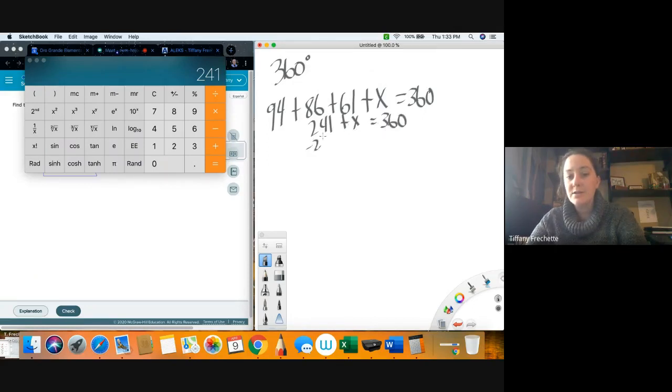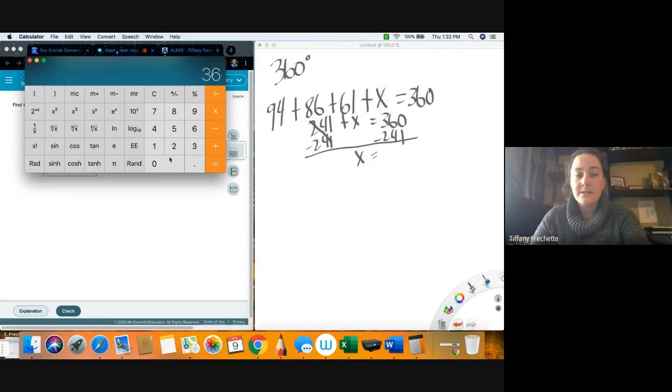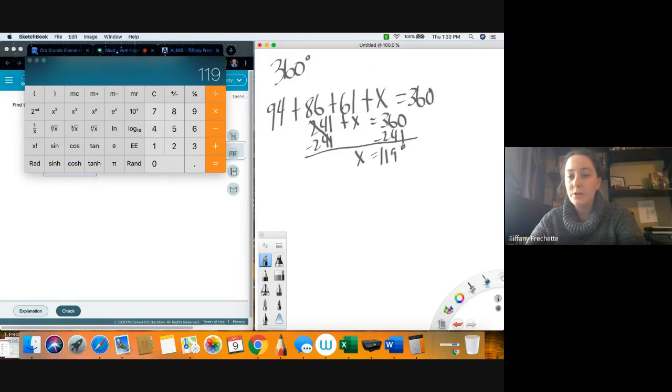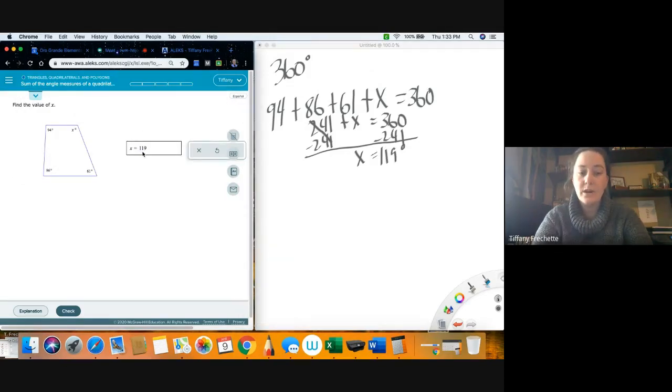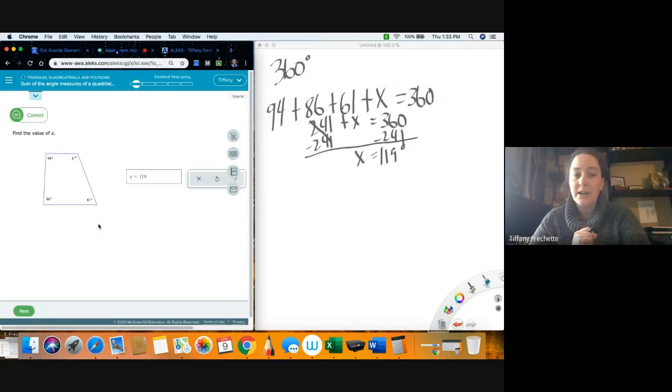My last step is to just simply subtract 241 from both sides here. 241 minus 241 cancels. X comes straight down, and that's going to equal 360 minus 241, and I get 119 degrees. So my x has to be 119, and they didn't even make me put the degree symbol, and there isn't anything to select, so I should just be able to click check and be good.